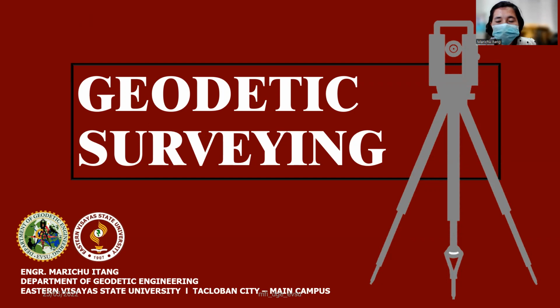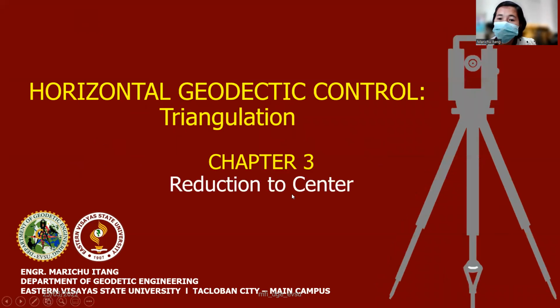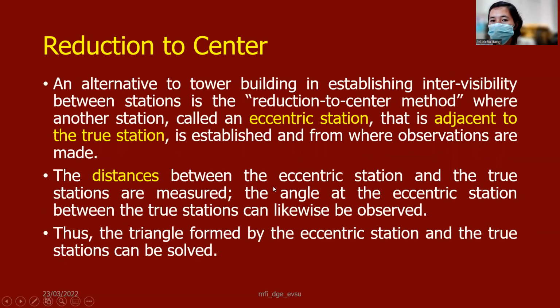So we have here reduction to center. So this reduction to center is applicable if it's impossible to establish a tower, like for example, to make one station intervisible to another. And then if it's time consuming, what if a certain point is really designed to be placed there, but it's impossible to occupy the point. And then if you establish a tower, it's time consuming, and then there are expenses, so it would waste another budget and money of the project.